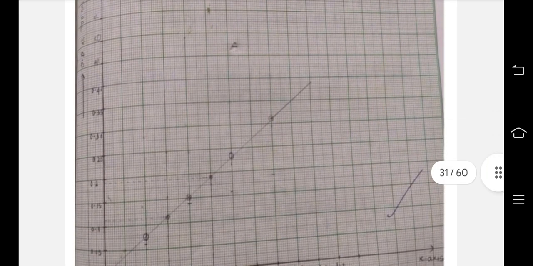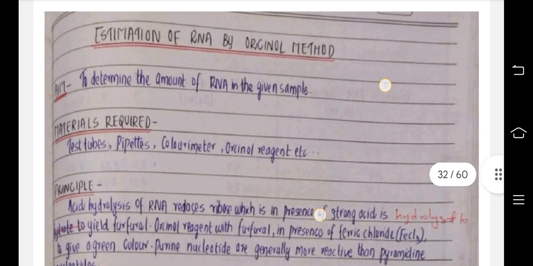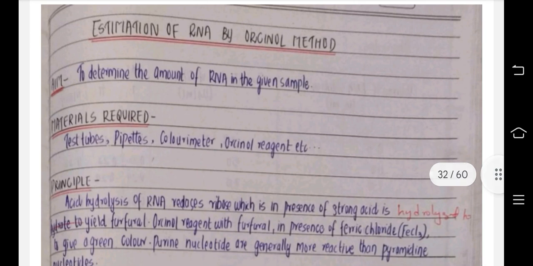Estimation of protein by Lowry's method we just learned. Next, estimation of RNA by Orcinol method. To determine the amount of RNA in a given sample, materials required: test tubes, pipettes, colorimeter, Orcinol reagent.